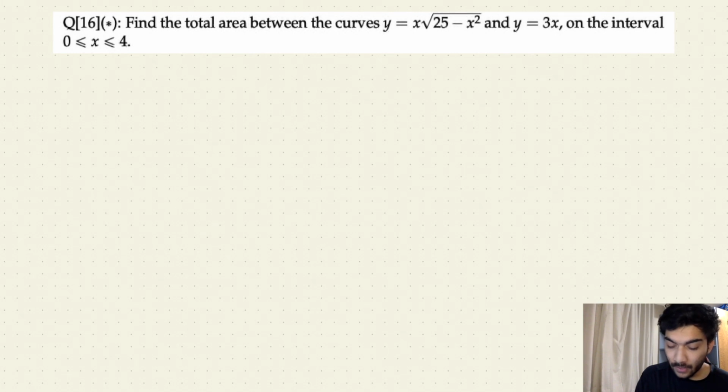So in this question, you have to calculate the area between the curves y equals x times square root of 25 minus x square and y equals 3x on the interval x equals 0 to x equals 4, both included in this case. Now at first sight, the sketch of this function may seem intimidating, right? Because this is clearly not a function we are familiar with.